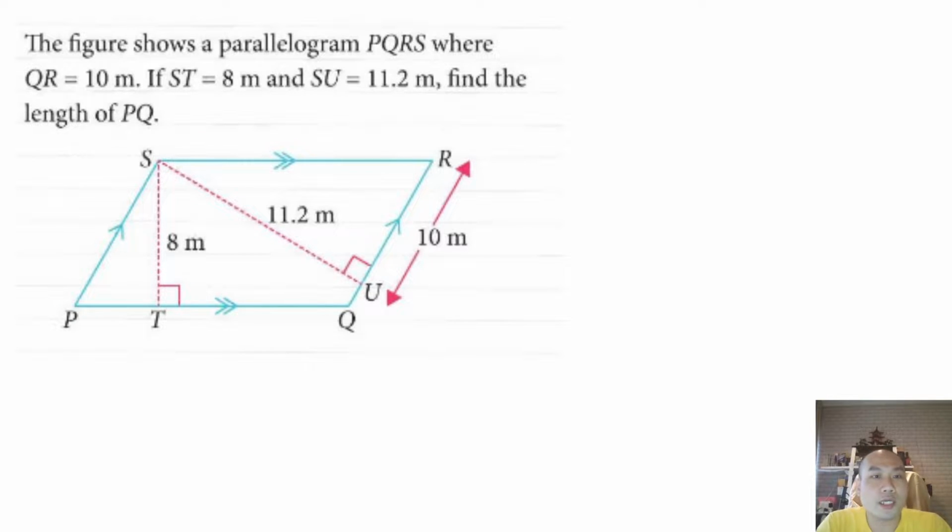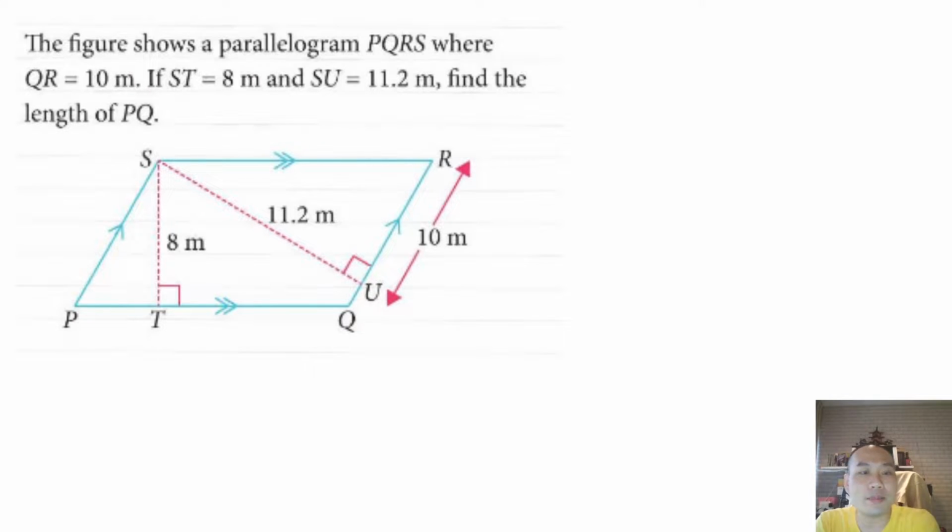Hi. In this particular assignment, we are going to focus on the parallelogram and the trapezium. The first question is quite a straightforward one regarding a parallelogram. It shows a parallelogram PQRS, where QR equals 10 meters, ST equals 8 meters, and SU is 11.2 meters. We are asked to find the length of PQ.